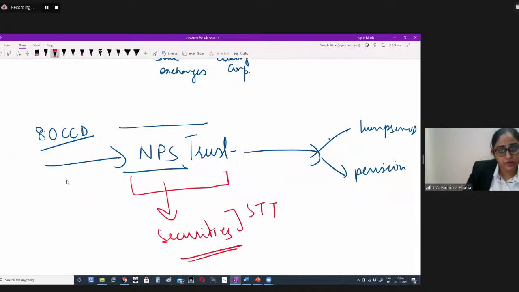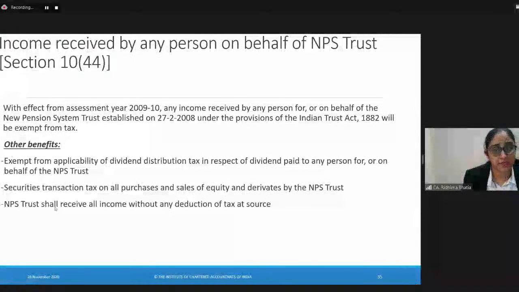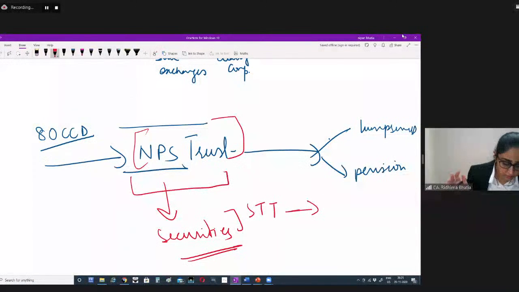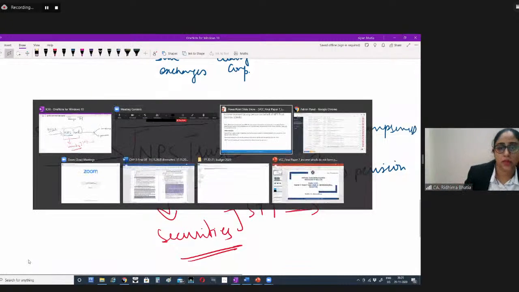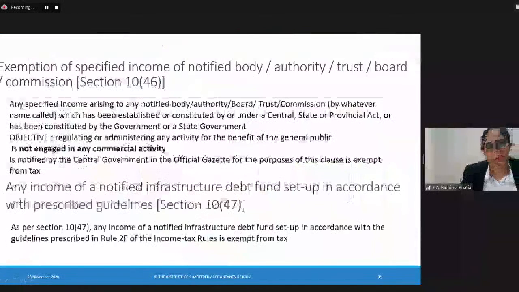STT is mandatory if you are trading on a stock exchange, so they do not have 112A or 111A. Then they will receive all income without deduction of TDS. This is the specific exemption or specific status which has been given to them. Any doubts? Okay, so this is an important one.